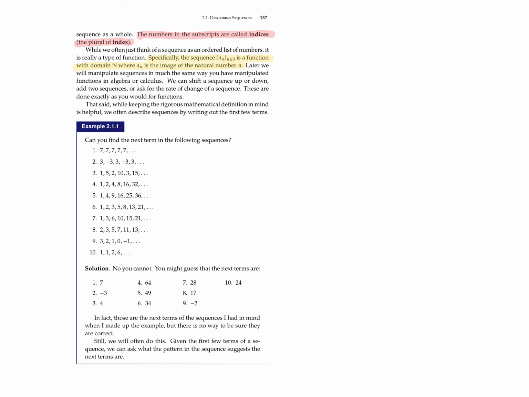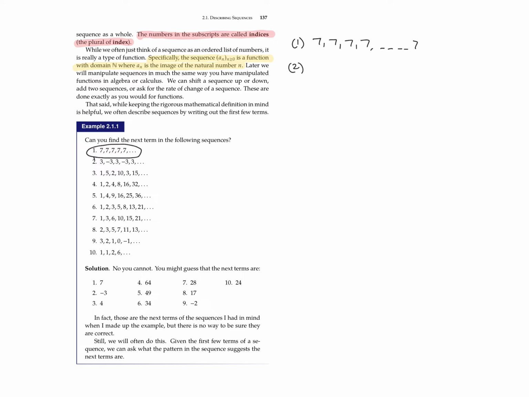Okay, so can you find the next term in the following sequence? Let's quickly talk about the 7, 7, 7, 7. Well, we know that this is a constant sequence. There is no change in the numbers, so the next term is 7.